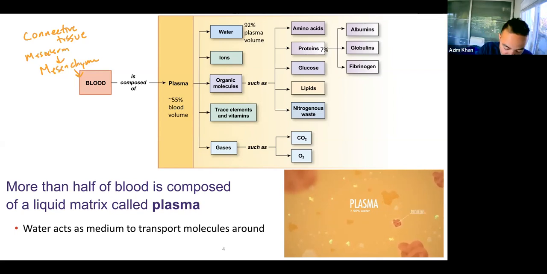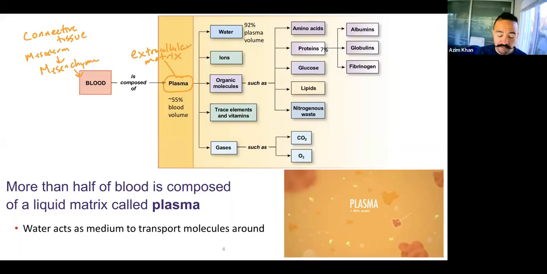The extracellular matrix of blood is plasma. It's the fluid extracellular matrix of blood. We've mentioned plasma before as one of the fluid compartments of our body. There's intracellular fluid, there's interstitial fluid, and there's plasma. More than half of our blood, roughly 55% of our blood, is this fluid, plasma. Plasma is predominantly water, about 92% water, and there's other stuff in it too.